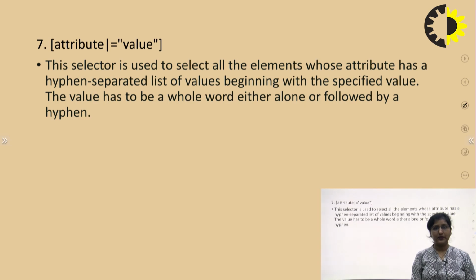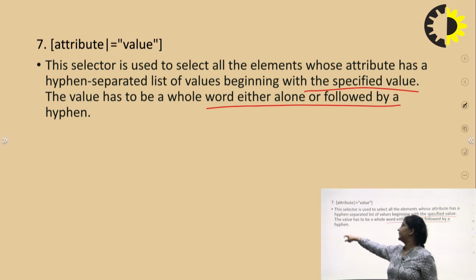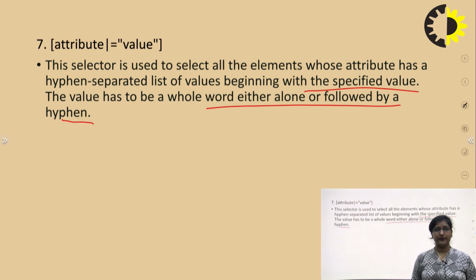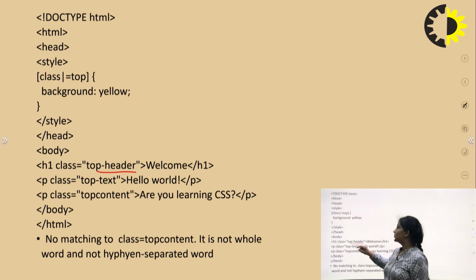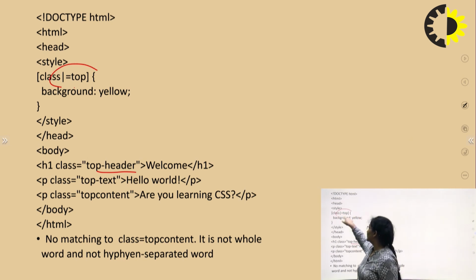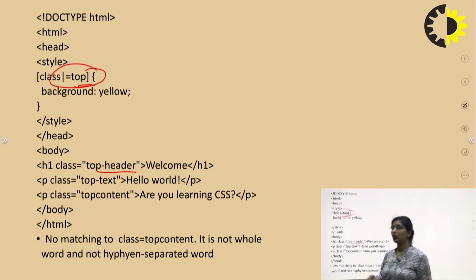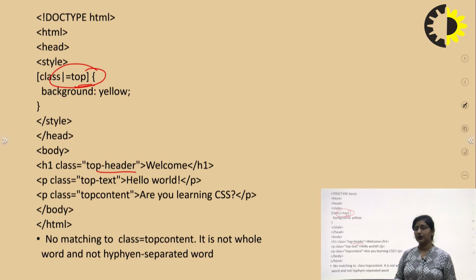This particular selector, that is the pipe, is used to select all the elements whose attribute value is a hyphen separated list of values beginning with the specified value. The value can be a whole word, either alone or followed by a hyphen, like here it is top hyphen header. So we have made the class OR is equal to top, which means the word should be top. So all the hyphen separated values will also be included.